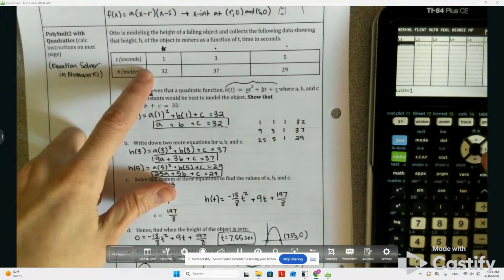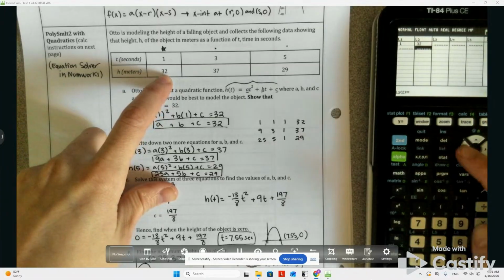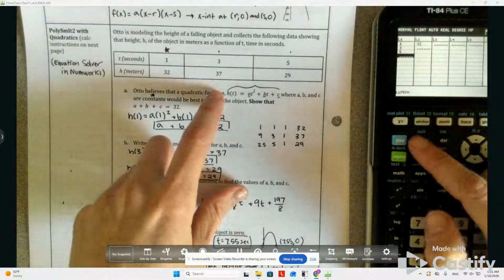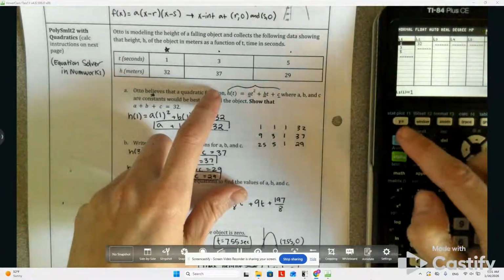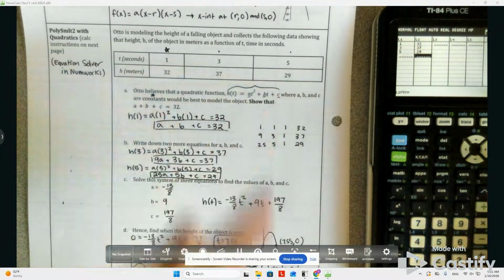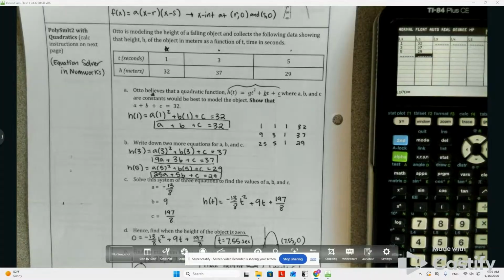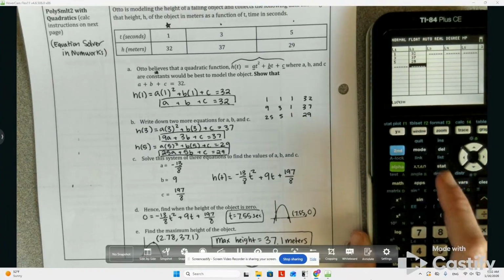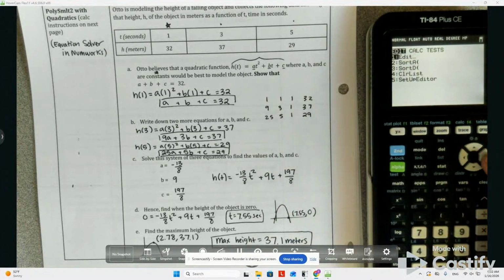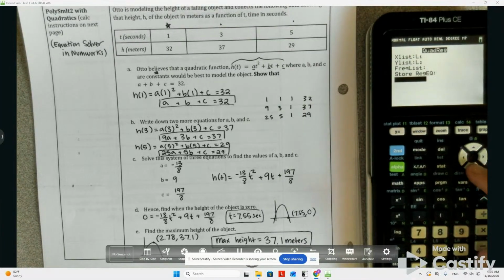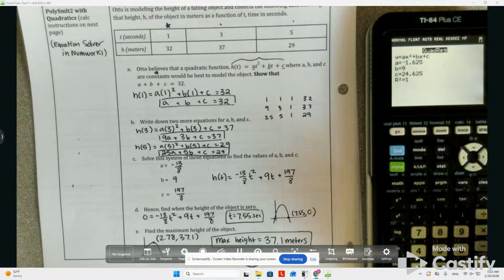So the way we do that in a TI is we'll go into stat edit and we will enter our 3 points. So 1, 32, 3, 37, 5, 29. So we have our 3 points, and then very similar steps to how we do linear regression. We'll go to stat, calc, QuadReg, and list 1, list 2, and calculate, and it gives us this equation.